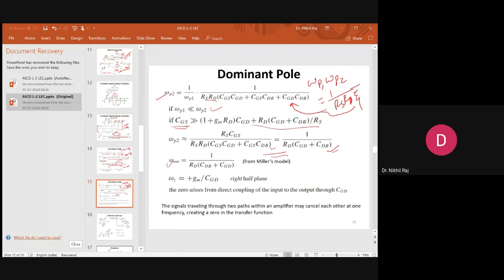Now what is the conclusion here? The approximations done using Miller and the approximations done using this exact model are similar when certain assumptions are met: first, omega p1 is very much less than omega p2, and Cgs is made very high. Only then can I say the exact matches Miller's. This means from Miller's theorem we can estimate the nature, but we cannot guarantee the nature. However, using the exact analysis we can guarantee the nature.